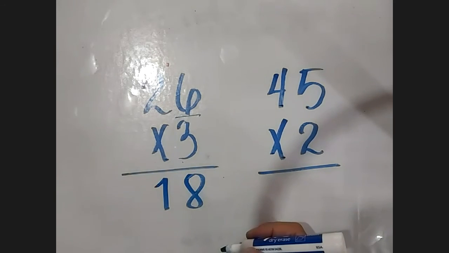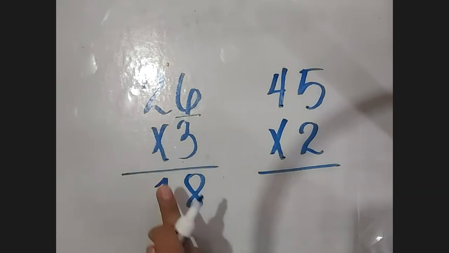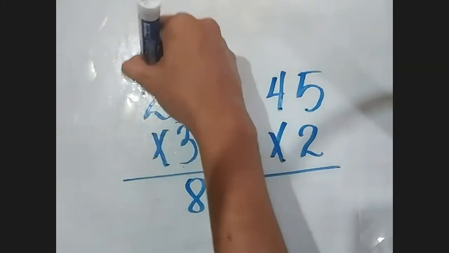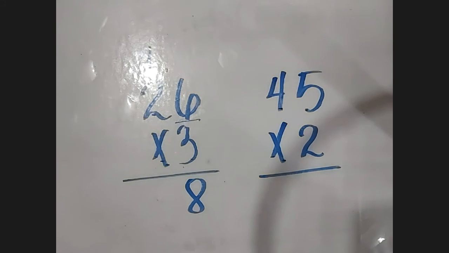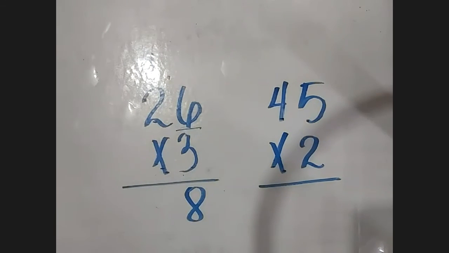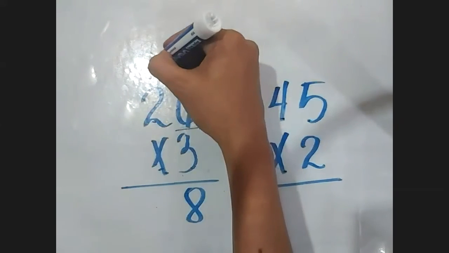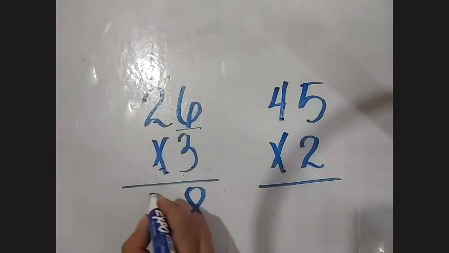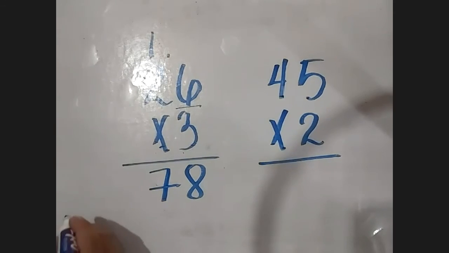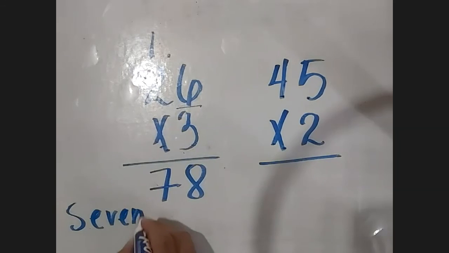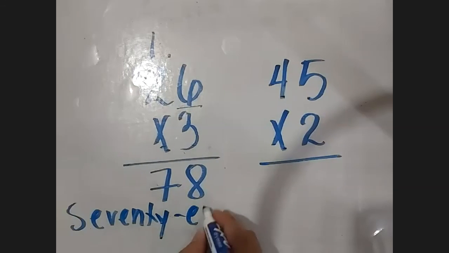18. Can I write the two numbers? No, because we have to multiply another number. Good. 3 times 2, 6, plus 1, 7. What is the answer? 78. Now the second one.